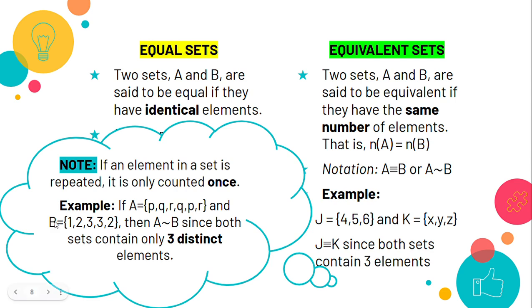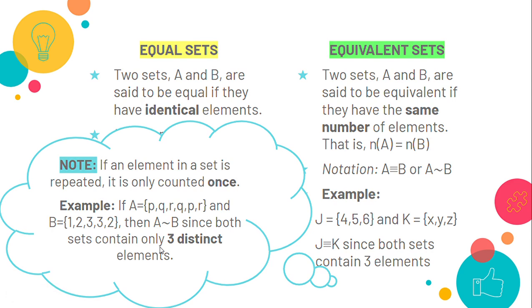Same concept holds for set B. The 2 is repeated twice and the 3 is repeated twice, but we're only going to count them one time because we're counting the number of distinct elements. So essentially the number of elements in both sets A and B is 3. And because they have the same number of elements, they're considered to be equivalent sets.